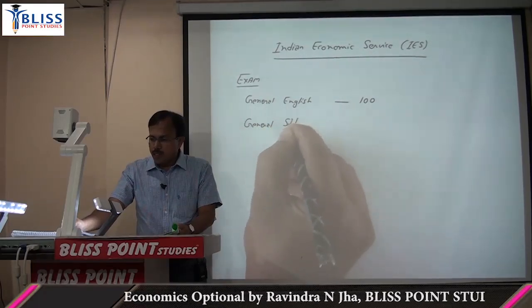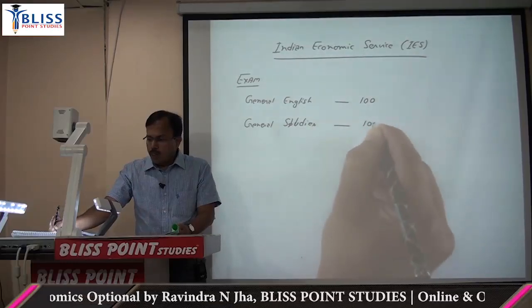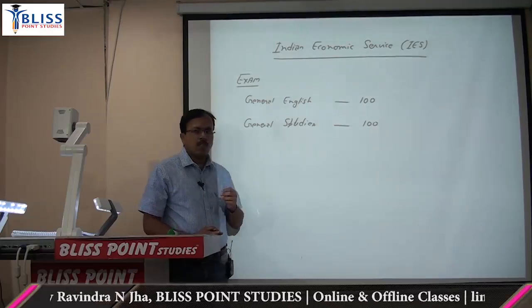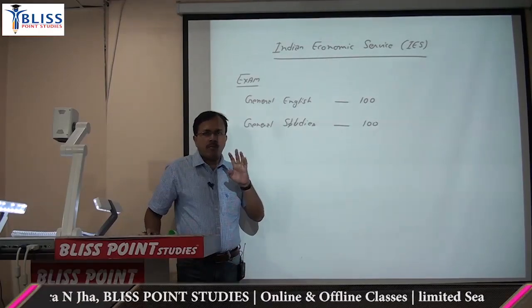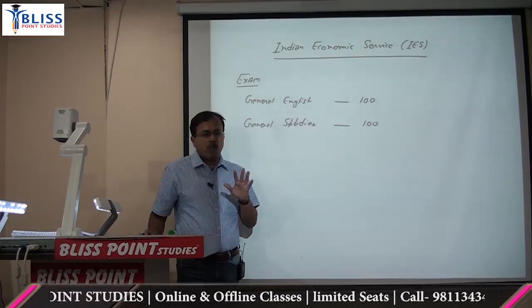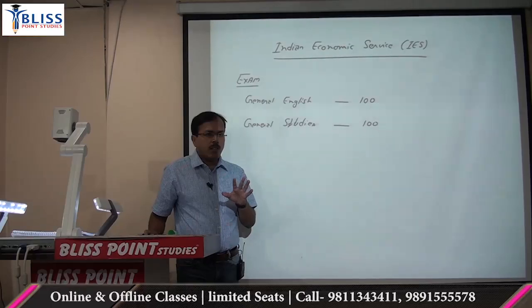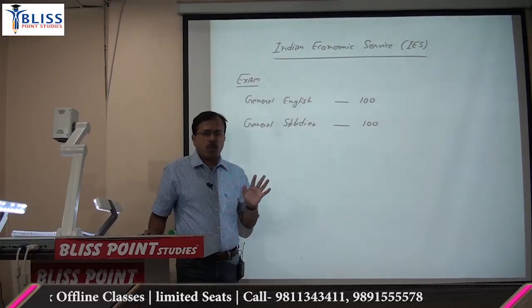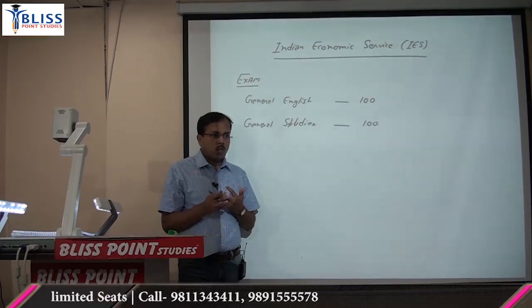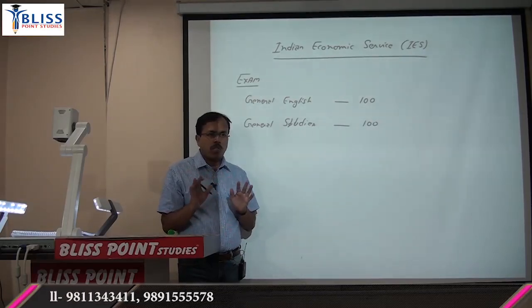General studies of 100 marks. General studies basically contains 4 subparts. One section will be 5 questions from polity, one section 5 questions from history, one section 5 questions from geography, and one section 5 questions from economy. So polity, economy, geography and history. In each there will be 5 questions and all questions are compulsory.